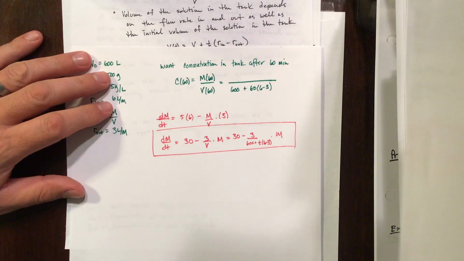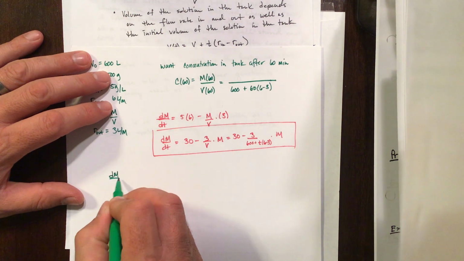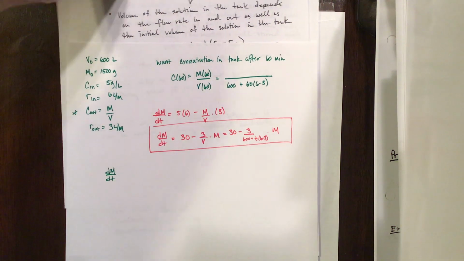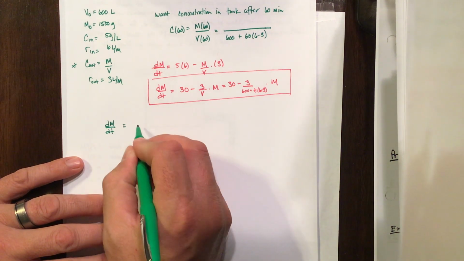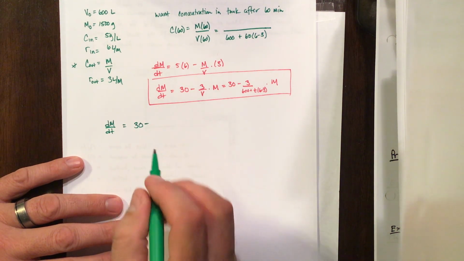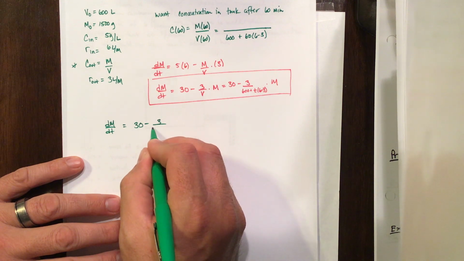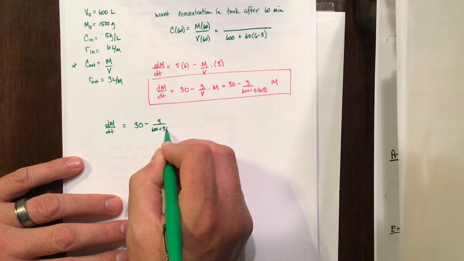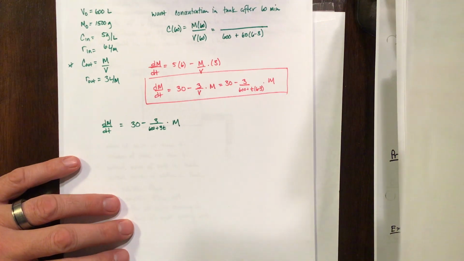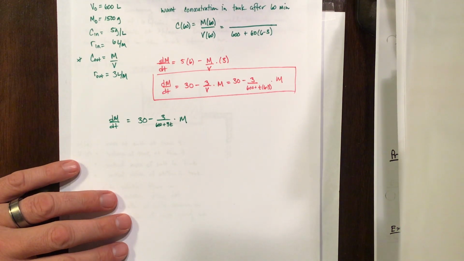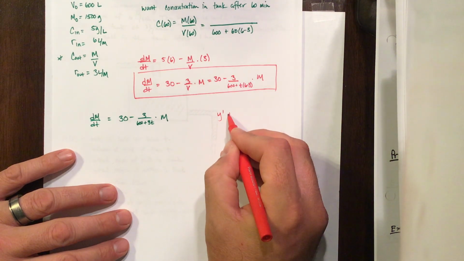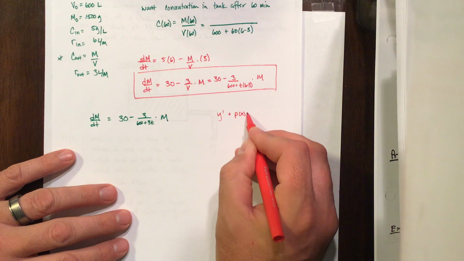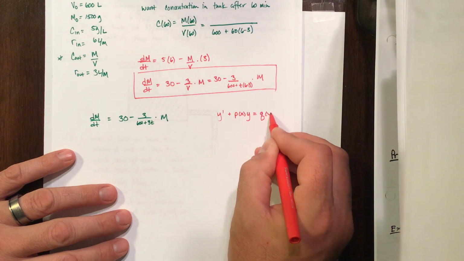So let's solve it. dM/dt, just writing it in a more simplified form, is equal to 30 minus 3 over (600 plus 3t) times M. Now, if you remember the format of the integrating factor, I needed it to be of the form y prime plus, what did I call this one, P of x times y equals Q of x.